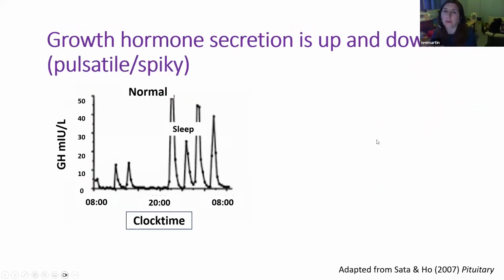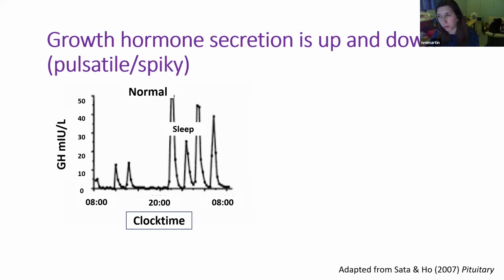Okay, so the other thing to say is that growth hormone secretion is up and down, and sometimes we call that pulsatile or spiky. So you can see here it's going up and down, up and down, up and down. And what you can learn from this graph, so this is 8 o'clock in the morning, this is 8 p.m. and this is 8 o'clock the following day, so 24 hours. And here we have growth hormone. So you have a little flurry of growth hormone spikes as we're getting up.